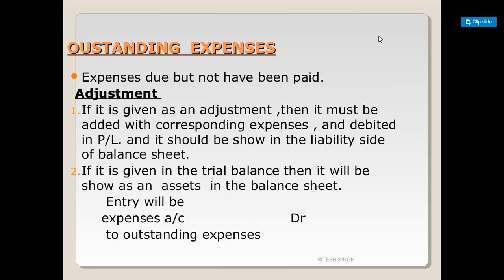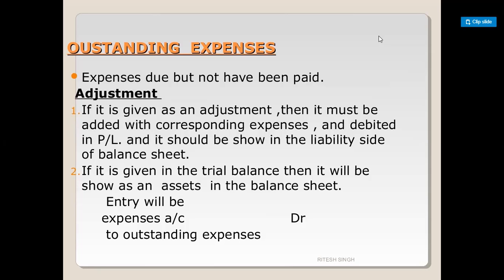The next important adjustment is outstanding expenses. These are expenses due but which have not been paid. If it is given as an adjustment, then it must be added to the corresponding expenses and debited in the profit and loss account. It should be shown on the liability side of the balance sheet.